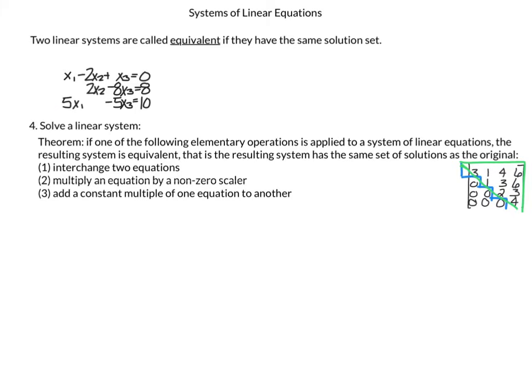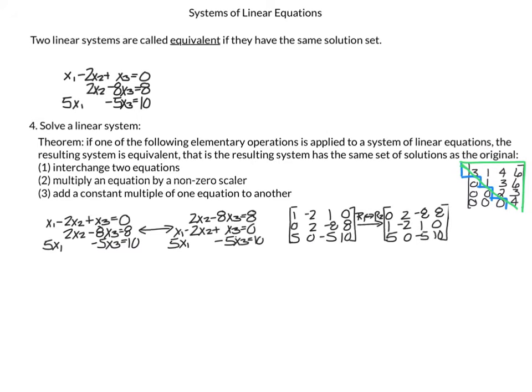First, I'm going to do number 1, the interchange of two equations. Here is my original system of equations. And then what I'm going to do is interchange these two rows. So I'm going to bring the second equation up at the top, 2x2 minus 8x3 equals 8. And then this first equation is going to be the second equation, x1 minus 2x2 plus x3 equals 0, 5x1 minus 5x3 equals 10.